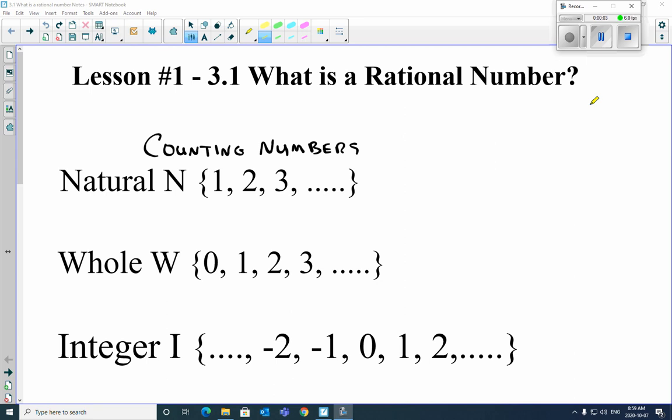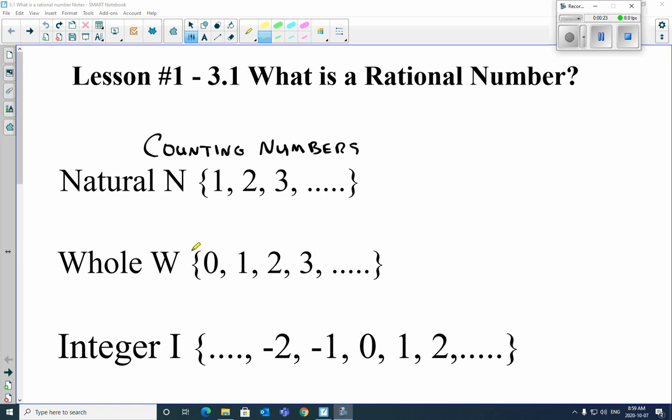Okay, grade nines. Today we're doing rational numbers. What is a rational number? To do that, we have to go back and talk about the basics. Let's talk about numbers like 1, 2, 3, 4, and the dot, dot, dots mean they go on forever. These are known as natural numbers, or sometimes counting numbers. There are no zeros, no fractions, no decimals, no negatives or anything.